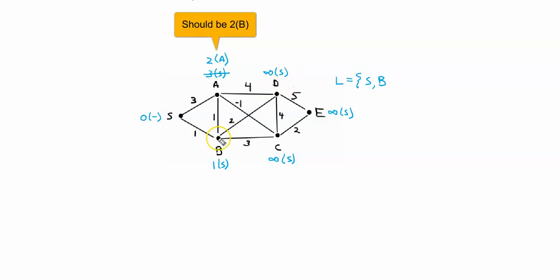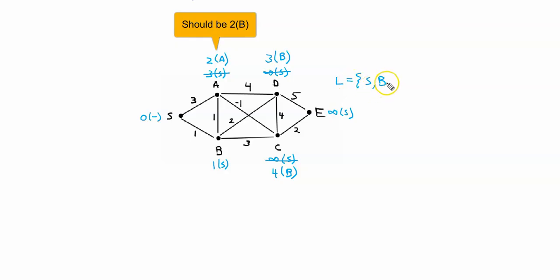Vertex D is adjacent to B, and so we can update this as follows. The distance from S to B is 1, and then from B to D is 2, so 1 plus 2, we can update this with a 3, and its predecessor vertex is B. Okay. And then we can update the C label. If we add 1 plus 3, that gives us 4, and the predecessor would be B again. And there we go, we've updated everything now. We've updated all the labels.